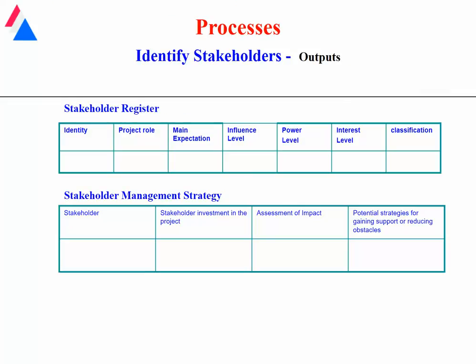Also, in the process of identifying stakeholders, there are the outputs, what comes out of that once you input the information and apply the tools and techniques. What do you produce? You produce a stakeholder register, which is an important document that keeps track of how stakeholders impact the project, and also your overall stakeholder management strategy that ensures that you are using your stakeholders to the benefit of the project.